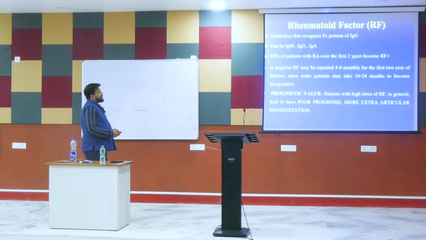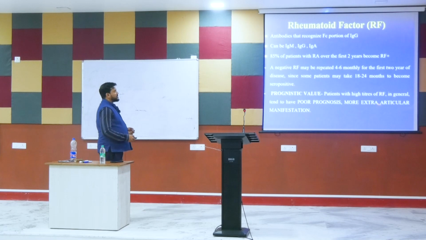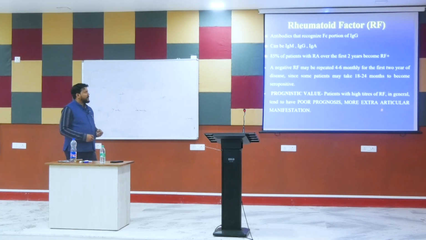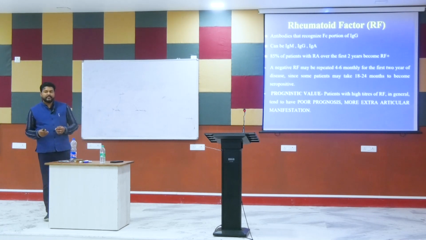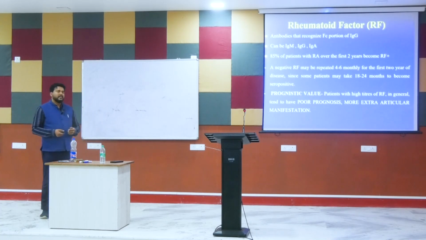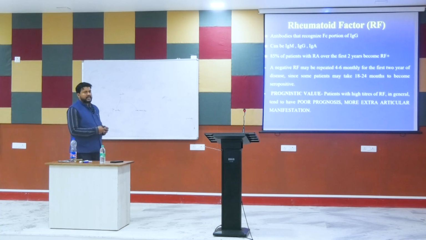If negative, RF can be repeated every 4 to 6 months. Prognostic value: patients with high titers of rheumatoid factor in general tend to have a poor prognosis and more extra-articular manifestations. So if rheumatoid factor is strongly positive, that indicates more severity of the disease and more involvement of extra-articular tissues.